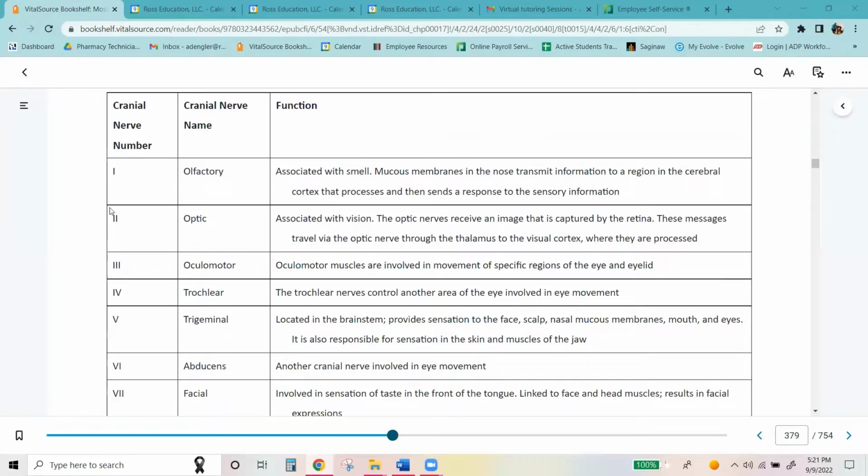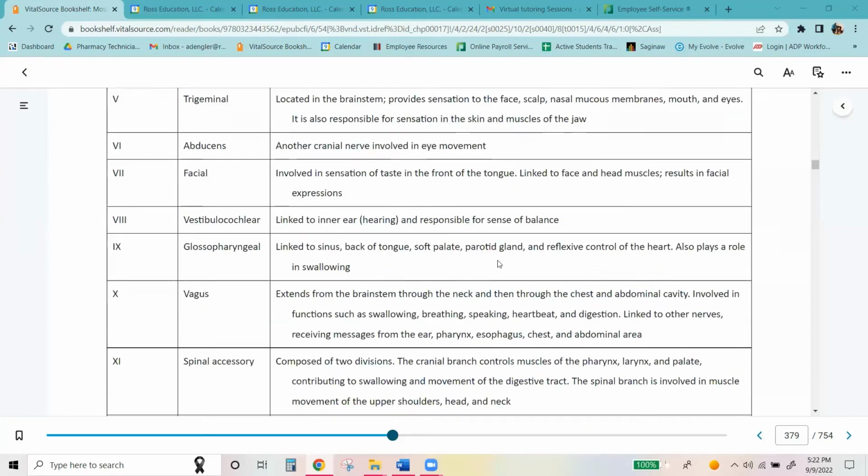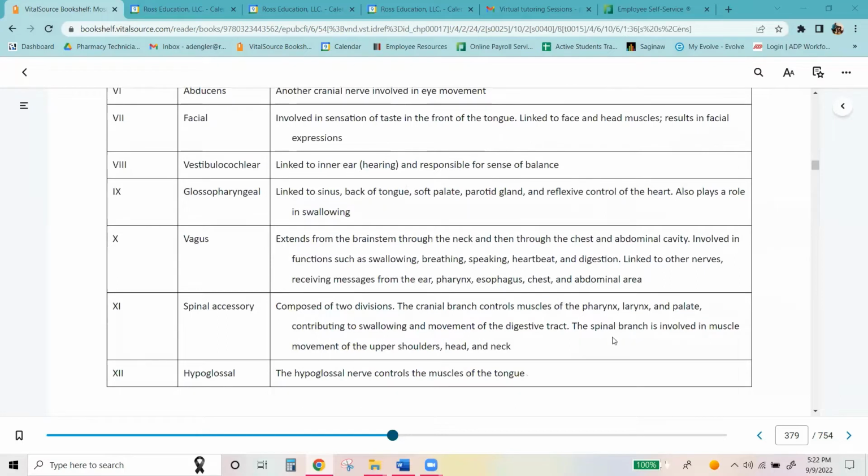So for example, cranial nerve number 3 is oculomotor. That is the cranial nerve it is. And the muscles are involved in movement of specific regions of the eye and eyelid. Facial nerves are involved in sensation of taste in the front of the tongue. They're linked to face and head muscles and result in our facial expressions. A lot of these are kind of interesting to think about because we don't think about them, but they're just happening at all times.